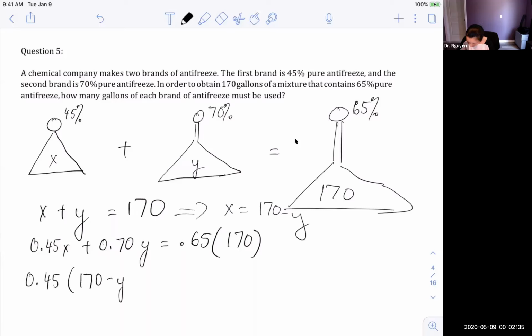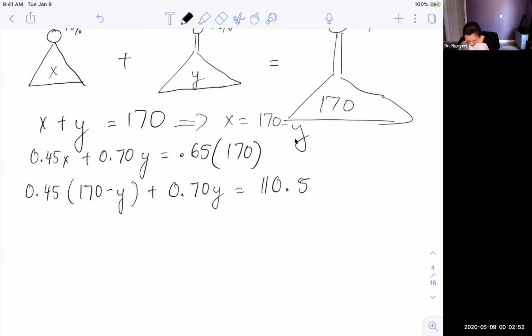170 minus y plus 0.70y. All right, and from there, we just calculate. Hopefully I don't make any mistake, but just in case we make a mistake, the number is going to come out super weird. So we can tell if we make a mistake.